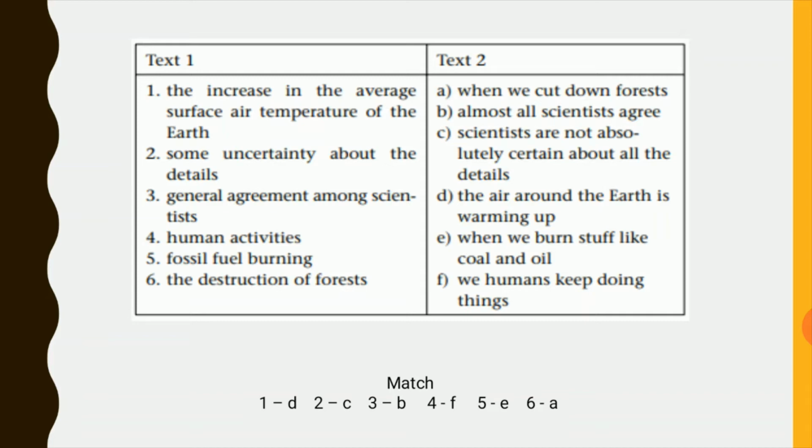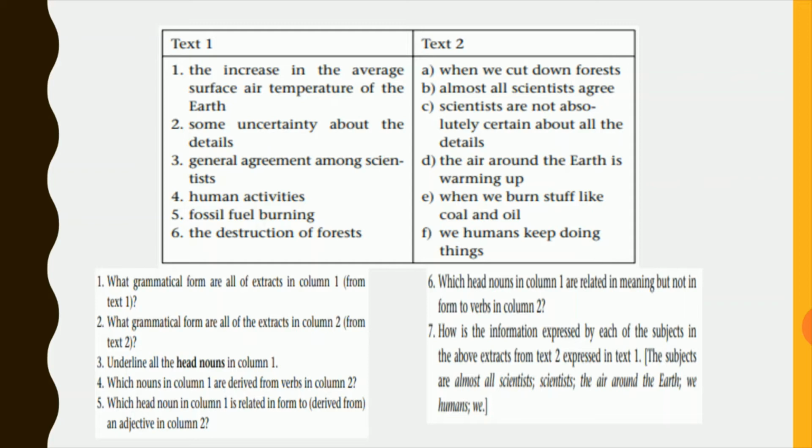After the matching exercise, the teacher will give these seven questions to the student. In this, the student will make a reflection about the grammatical forms that are evident in the two texts. For example, in question number one: what grammatical form are all of the words stressed in column one from text number one? And also, for example, question number two: what grammatical form are all of the words stressed in column number two from text number two, and so on.